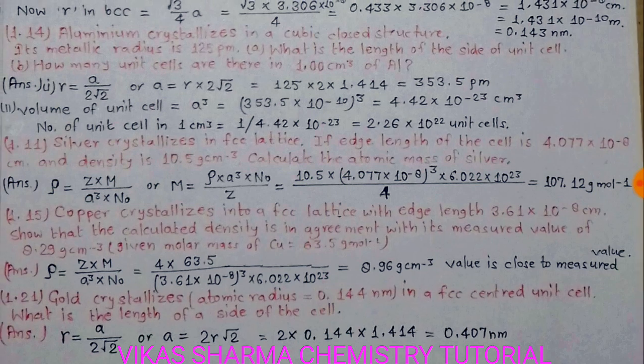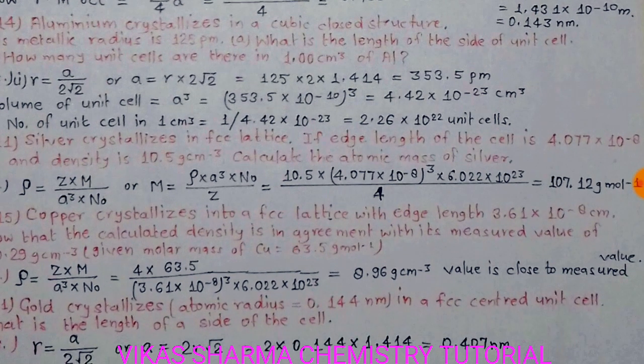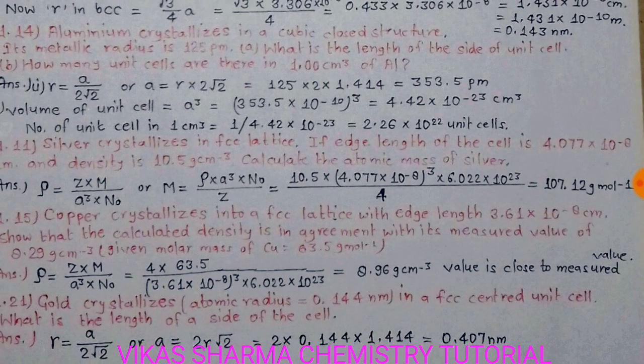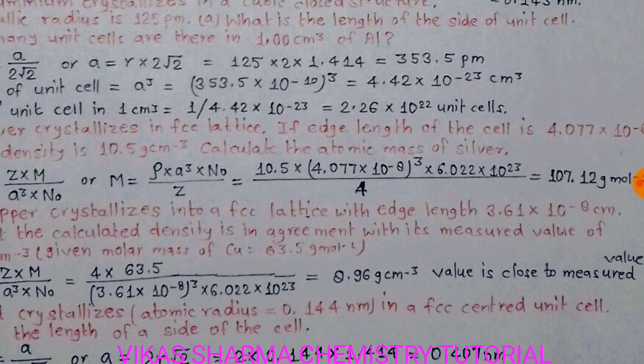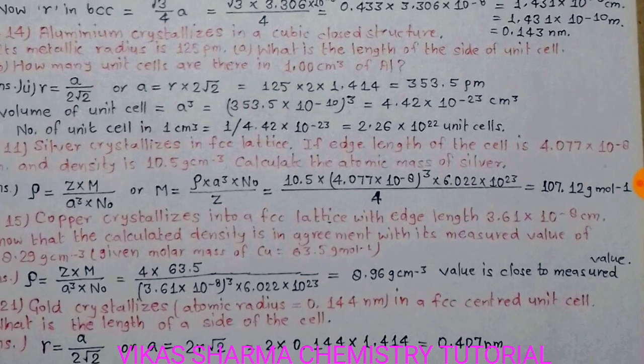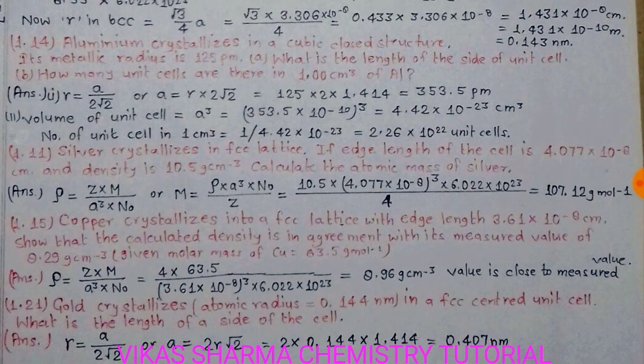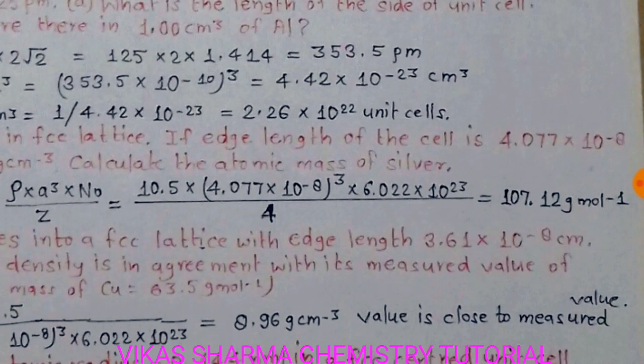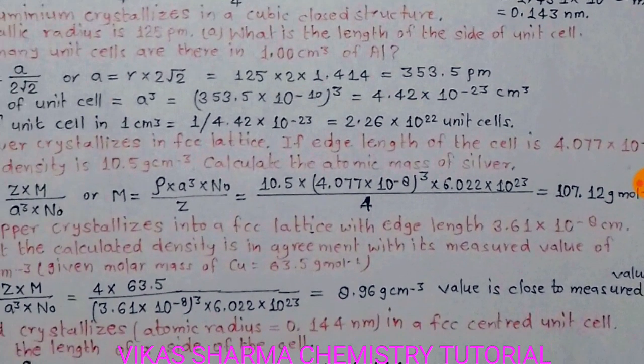We put the values. Density is 10.5 gram per cubic centimeter. a cube is 4.07 into 10 to the power minus 8, as given in the question, cubed. Then the Avogadro number, whose value you know, 6.02 into 10 to the power 23, divided by Z, because it is FCC, which means the number of atoms is 4. So the answer is 107.12 gram per mole.